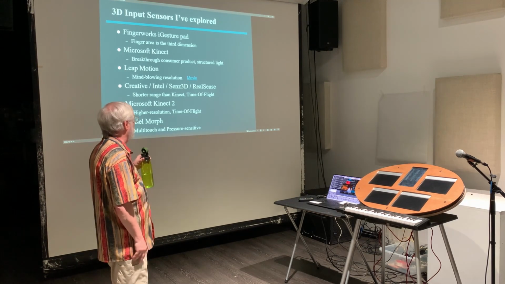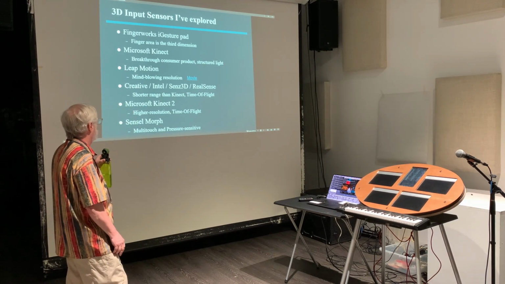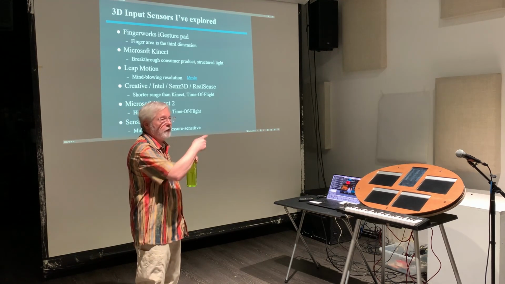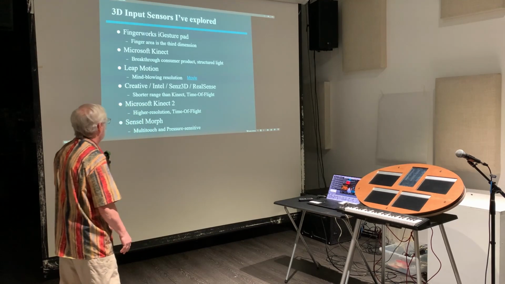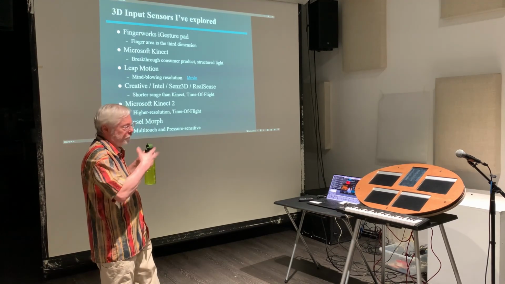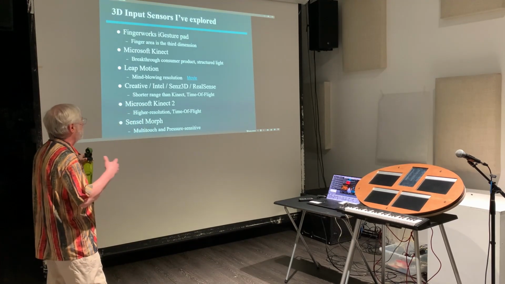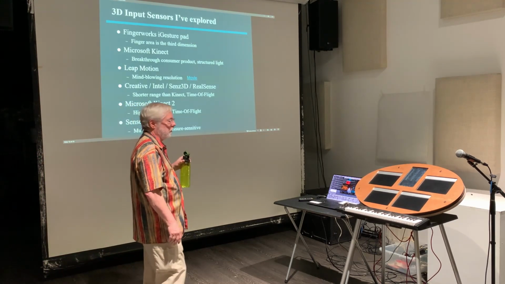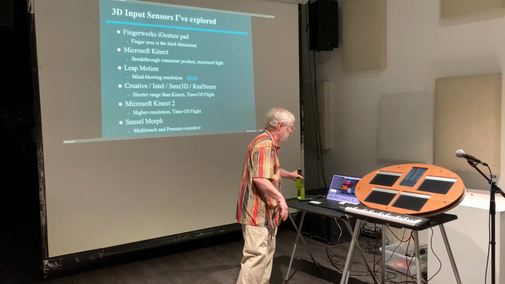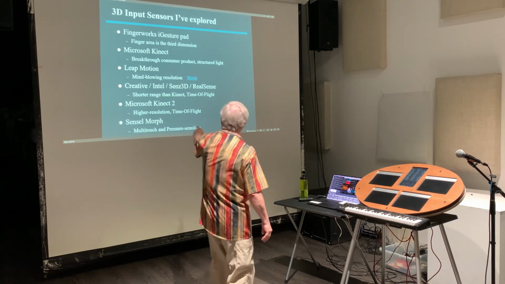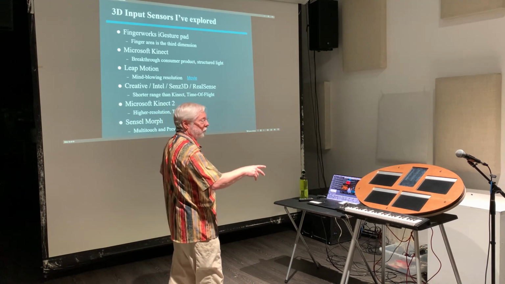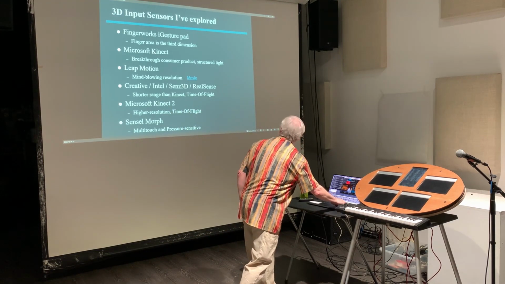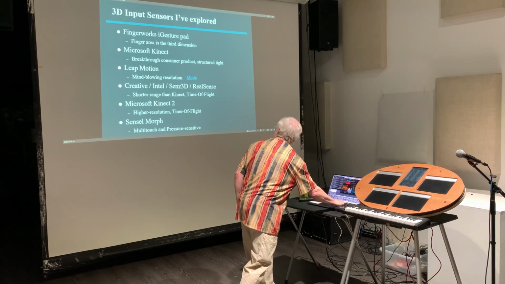So the Kinect was quite a breakthrough. It was actually the fastest selling consumer product of all time at the time. But it's no longer, it was kind of a flash in the pan. But it exposed this third dimension. And there's lots of other cameras now that can do the same kind of thing. And then the last one was the Sensel Morph, which is what's used in the latest Space Palette, which is called the Space Palette Pro.